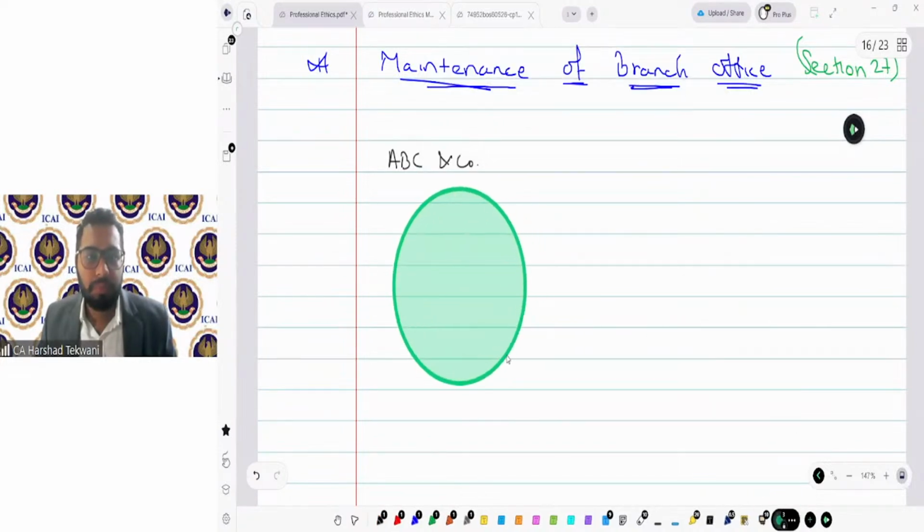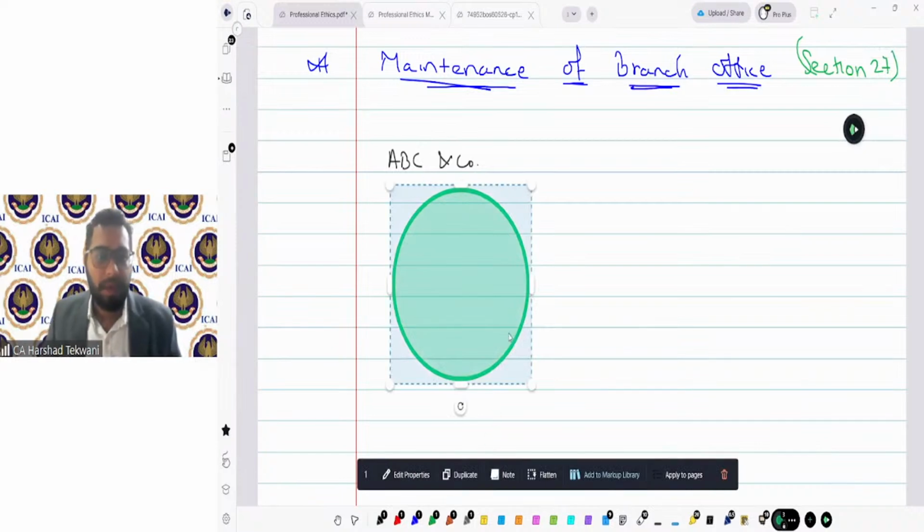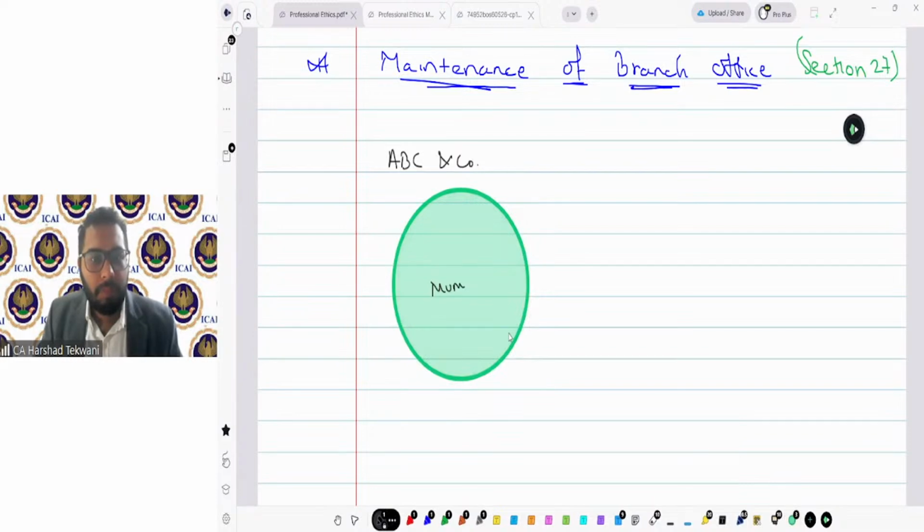I'll say here it is in Mumbai. Fine. My firm is here in Mumbai, somewhere in Mumbai. Now, if I want to open another branch office, whether in the same city, whether in a different city, or altogether different premises within the same city, so what is the scenario? We'll understand one by one.